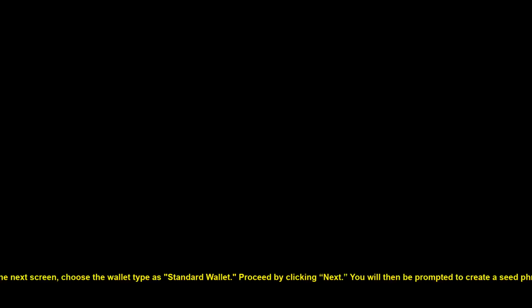The first screen you will see is the wallet creation wizard. Select Create New Wallet to start a new setup. On the next screen, choose the wallet type as Standard Wallet. Proceed by clicking Next. You will then be prompted to ensure you write down the seed phrase carefully and store it securely. This seed phrase is crucial for wallet recovery.